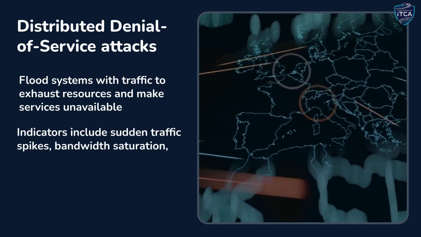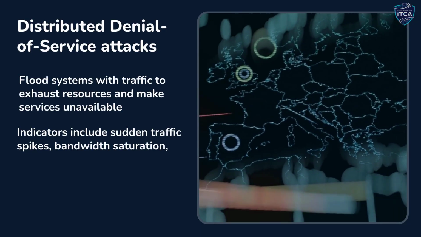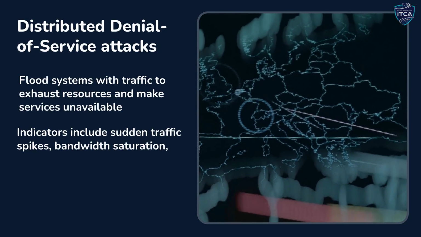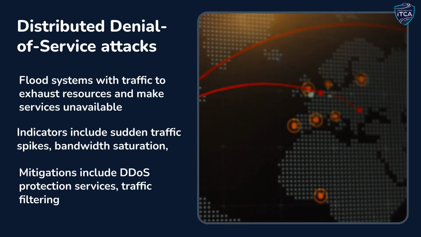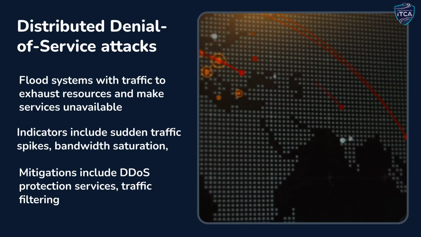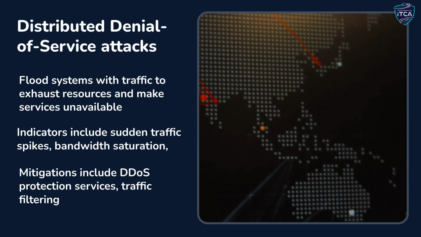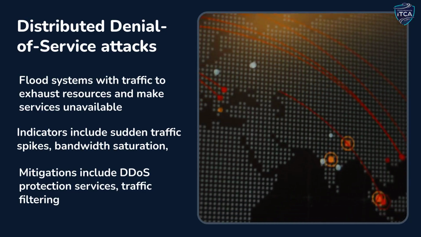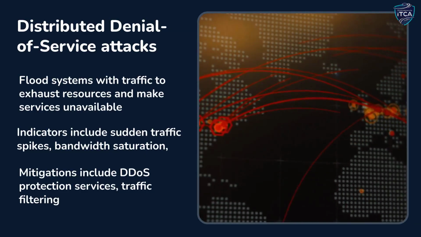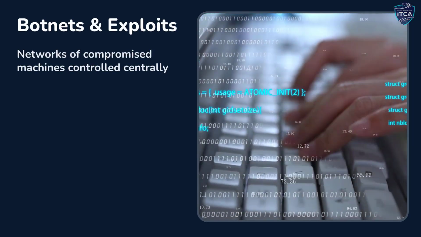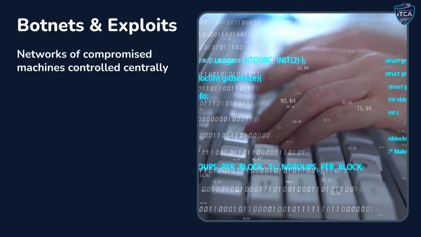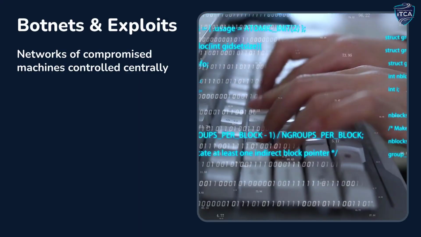Distributed denial of service attacks flood systems with traffic to exhaust resources and make services unavailable. Indicators include sudden traffic spikes, bandwidth saturation, service outages, or abnormal patterns from multiple sources. Mitigations include DDoS protection services, traffic filtering, rate limiting, scalable architectures like CDNs, and coordination with upstream providers along with incident playbooks.